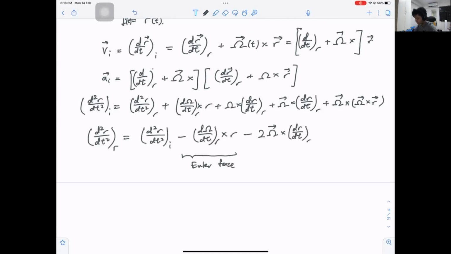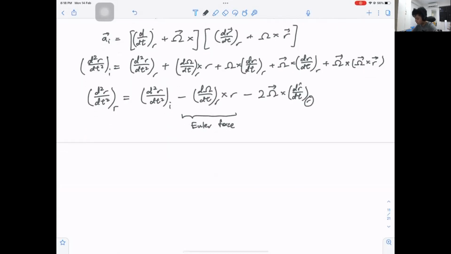Note that the subscript r is not meant to be the positional vector, but is meant to be the rotating frame. So this r and this r are different. This r vector, minus.